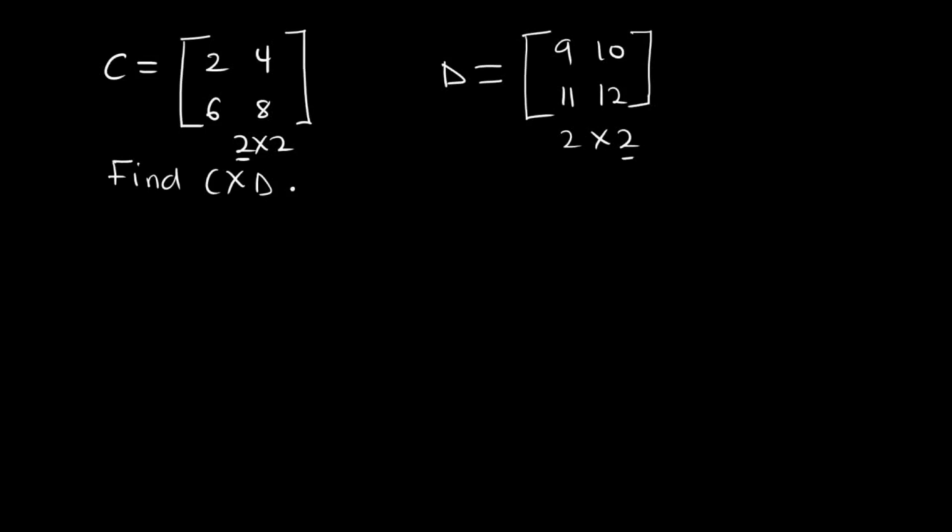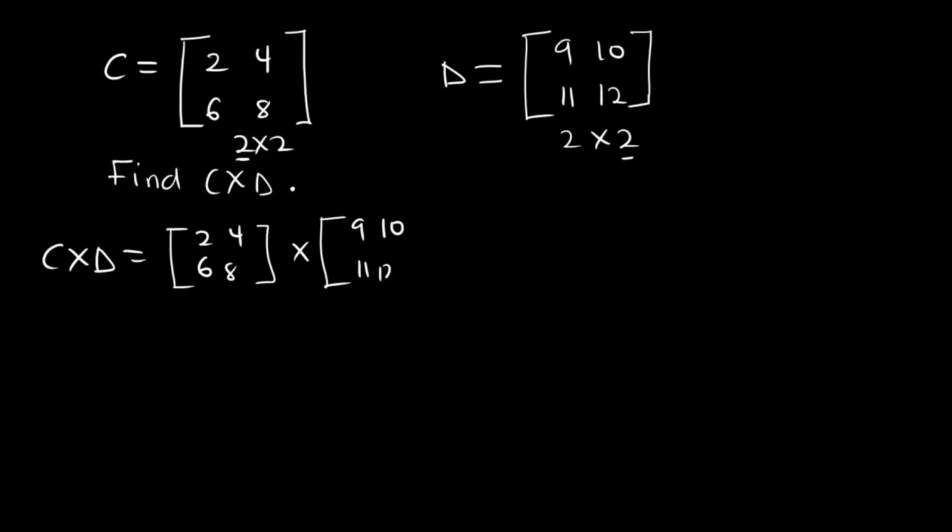Okay, so let's go ahead and then do this multiplication. So C by D. So we'll have 2, 4, 6, 8, this matrix multiplying matrix D with elements 9, 10, 11, and then 12. So to perform this multiplication, I'll first of all pick the first row of matrix C and then the first column of matrix D. And then I'll perform a dot product on this. So that will be giving me row 1, column 1. Okay, so that will be equal to 2 multiplying 9, plus 4 multiplying 11.